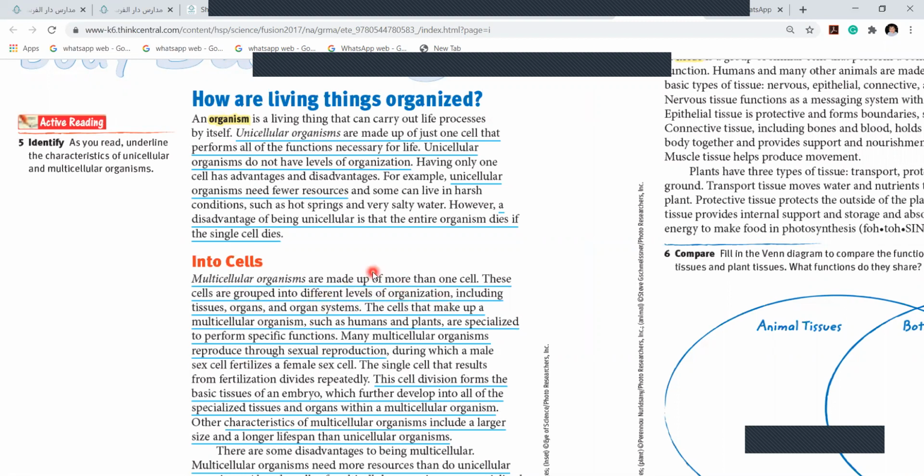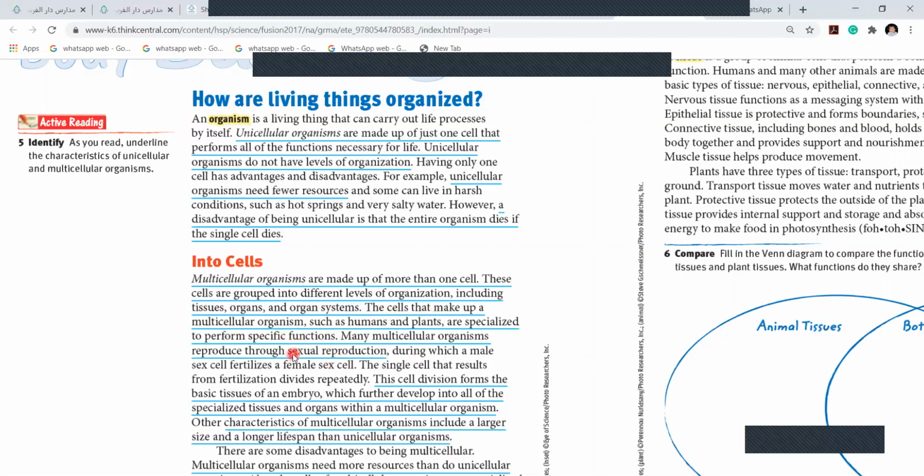Cell, and then tissue. Very good. Tissues. Then organ. Organ system. Cell, tissue, organ, organ system, and organism make up a multicellular organism such as humans and plants. They have specific functions. Many multicellular organisms reproduce through what?